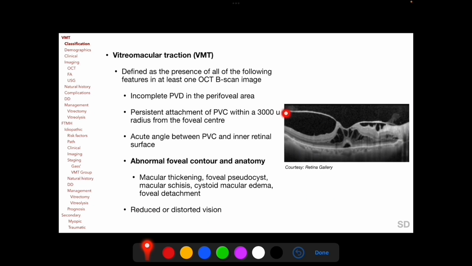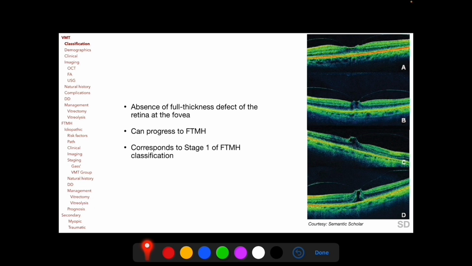This OCT image shows perifoveal posterior vitreous detachment with persistent attachment of the posterior vitreous cortex to the center of the macula, pseudocysts in the retina, along with a foveal detachment. In contrast to full thickness macular hole, vitreomacular traction is characterized by an absence of a full thickness defect of the retina at the fovea, but as we shall see, vitreomacular traction can progress to a full thickness macular hole, and vitreomacular traction corresponds to stage 1 in full thickness macular hole classification system.